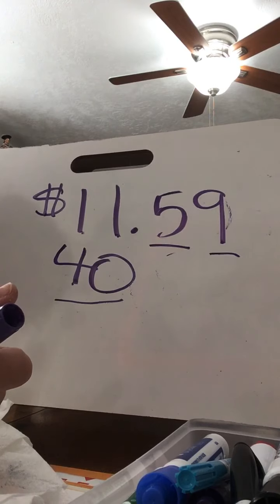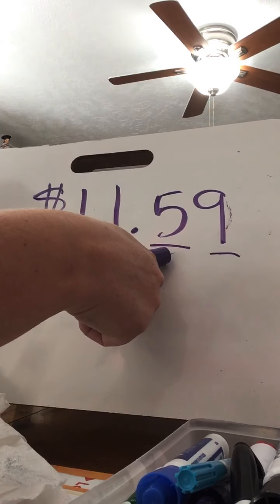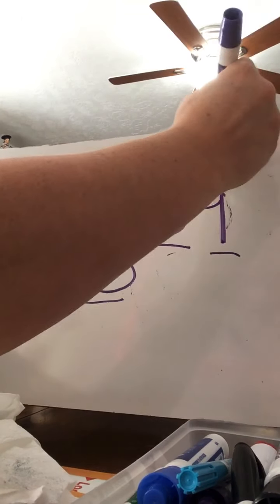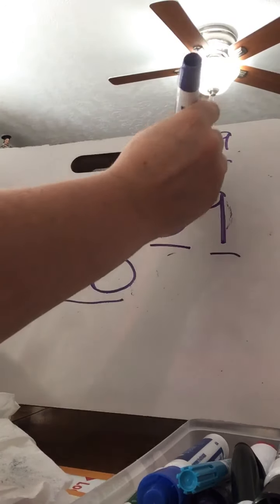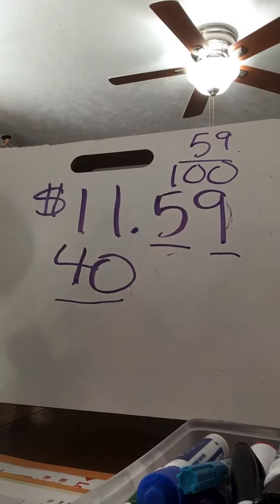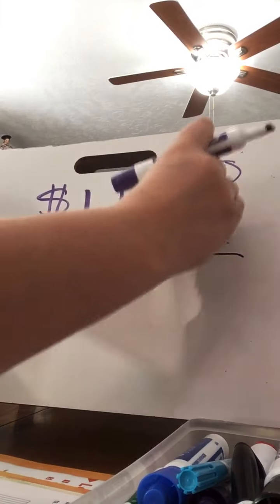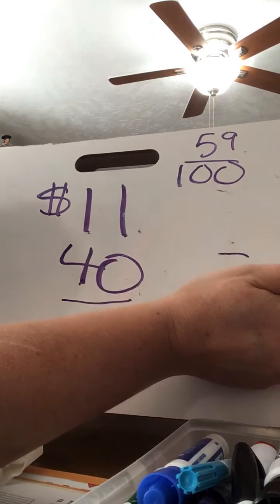If we were to write it as a fraction, 59 hundredths is the same thing as if we write 59 over 100. And that makes sense because the 9 is in the hundredths place, right?